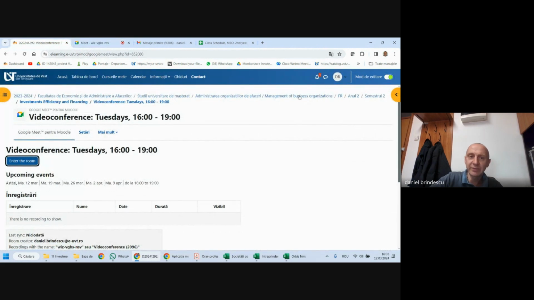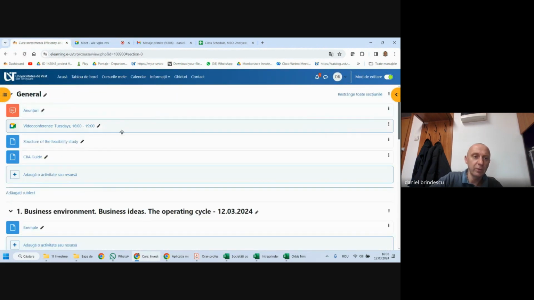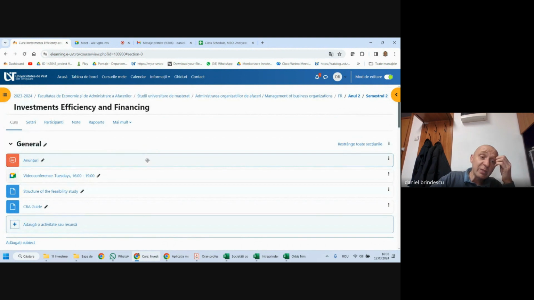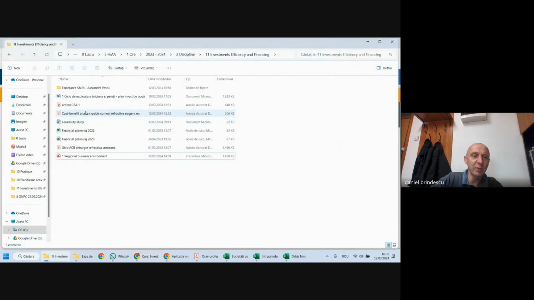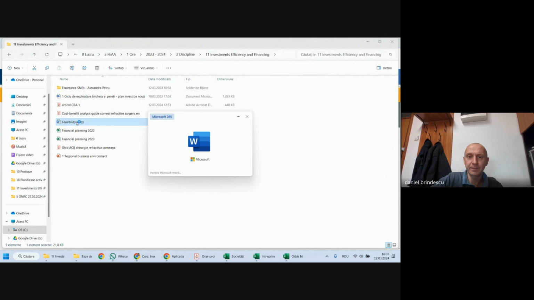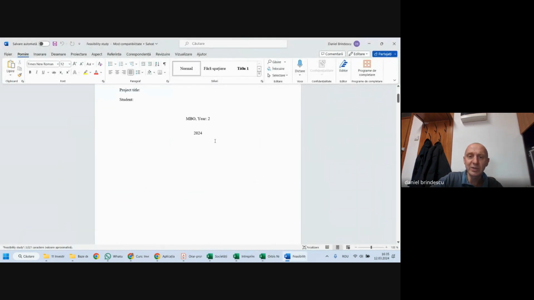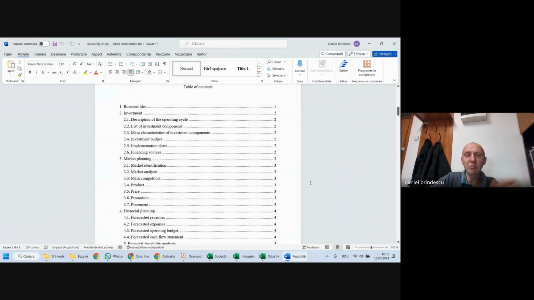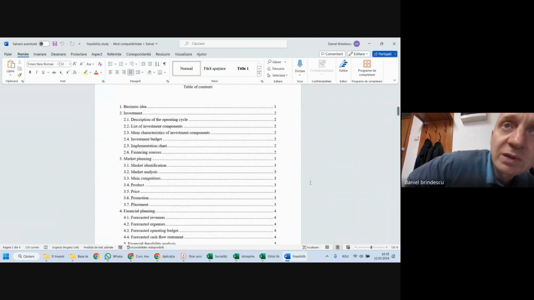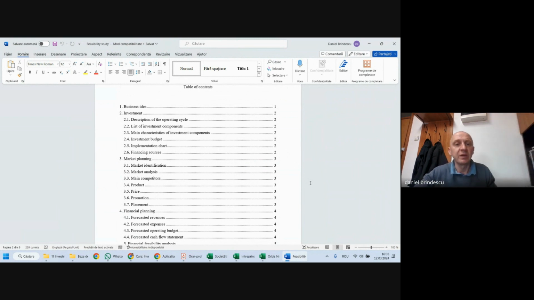So this is the platform. Obviously, you will be able to find here the structure of the feasibility studies, of your project. I'm gonna open it and I will show you what we will need to do. Obviously, you can download it yourself, but I just want to point out the main parts of it, and with that, the main topics for discussion.